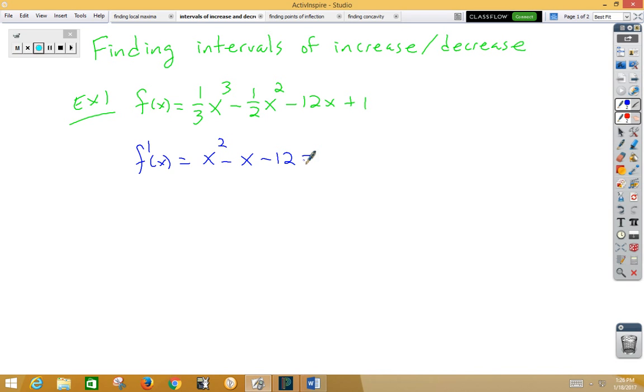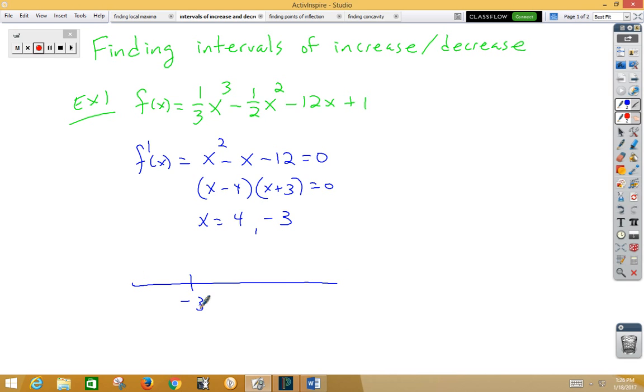You then set that equal to 0 and solve. In this case, we can factor this as x minus 4, x plus 3, giving us possible x values of 4 and negative 3. Now, 4 and negative 3, we'll find out later, are potential maxima or minima, but we can do a sign test to find out increasing and decreasing.